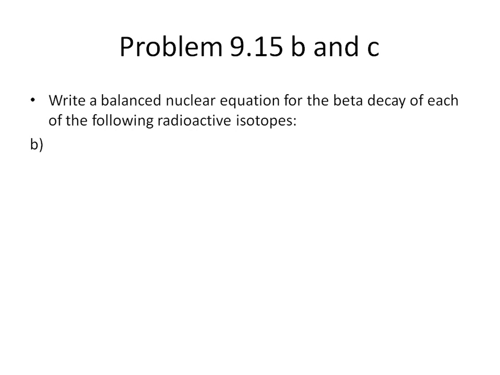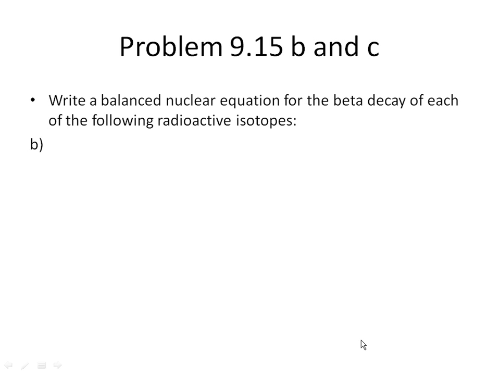Welcome to problem 9.15, B and C. These problems come from section 9.2, nuclear equations in your book. It asks you to write a balanced nuclear equation for the beta decay of each of the following radioactive isotopes.